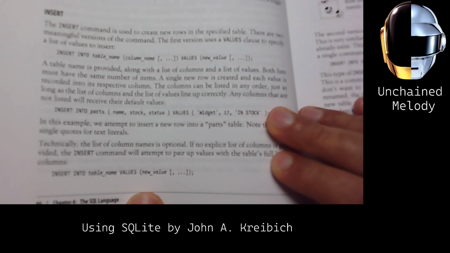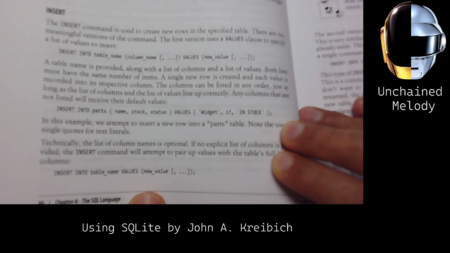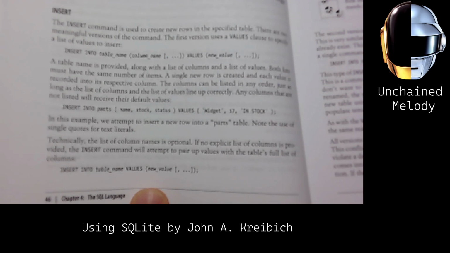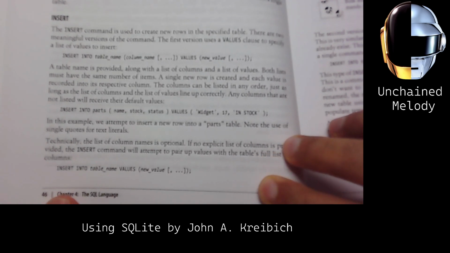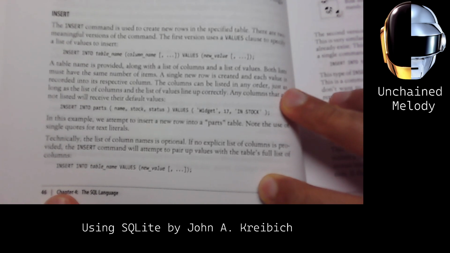The columns can be listed in any order, just as long as the list of columns and the list of values line up correctly. Any columns that are not listed will receive their default values. Insert into parts, name, stock, status, values, 'widget', 17, 'in stock'. In this example, we attempt to insert a new row into a parts table. Note the use of single quotes for text literals.